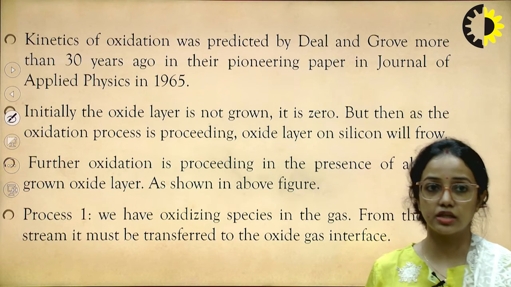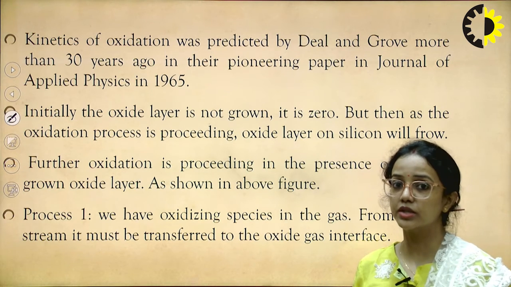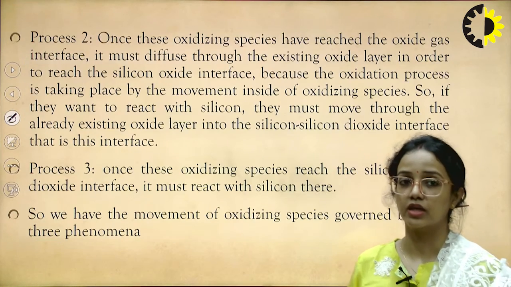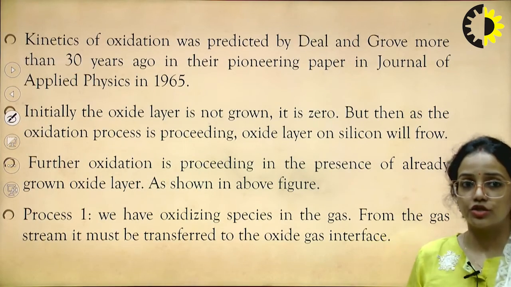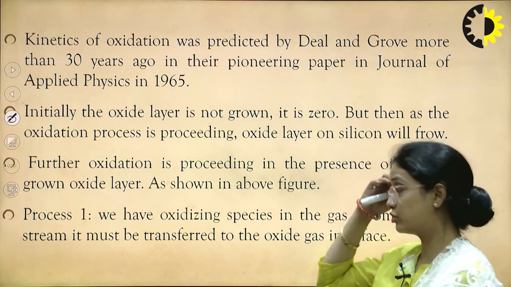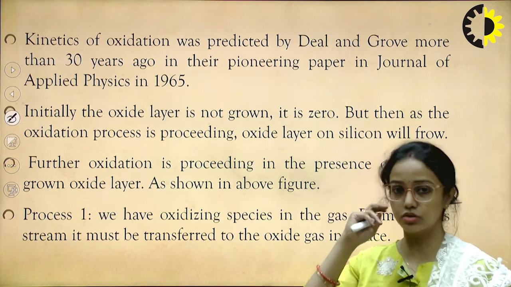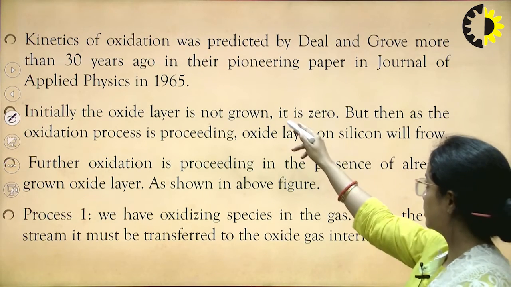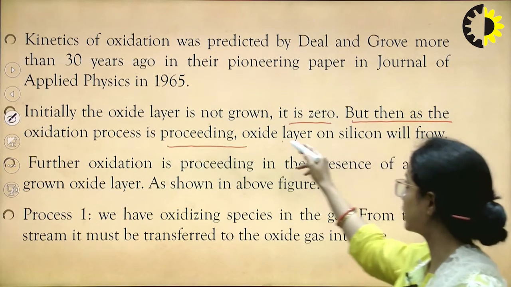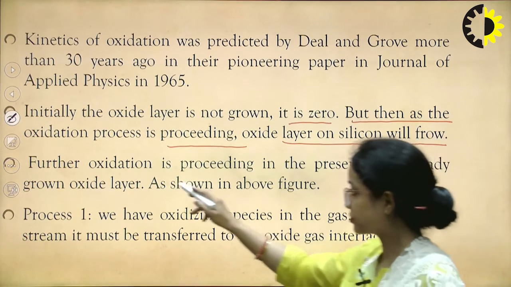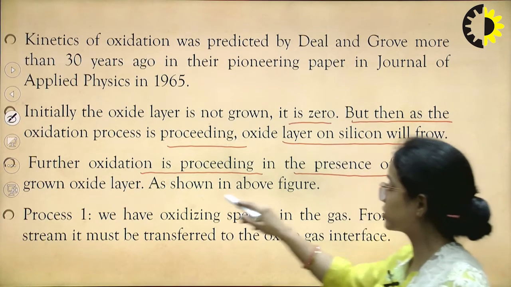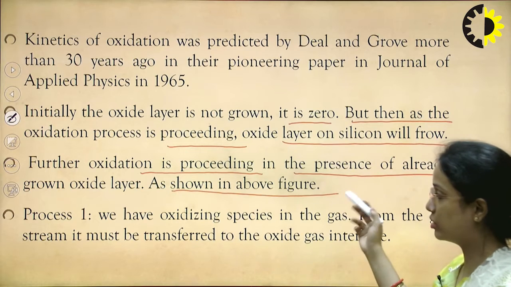Now here the kinetics of oxidation was predicted by Deal and Grove more than 30 years back in a pioneering paper in the Journal of Applied Physics. Initially the oxide layer is not grown, so do you think that the oxide layer directly grows? No, the answer to this question is no, it is 0. But then as the oxidation process proceeds, the oxide layer on silicon will grow. Further oxidation proceeds in the presence of the already grown oxide layer, as shown in the previous figure, process 1.